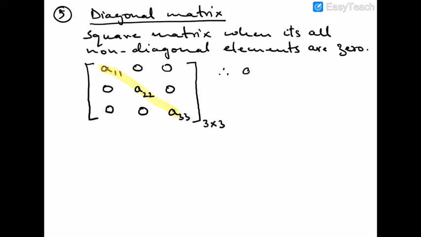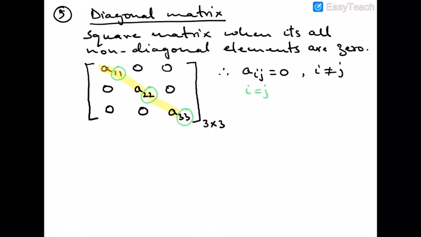Therefore, we can say that Aij is equal to 0 if j is not equal to i, or i is not equal to j. And if i is equal to j, that is the diagonal part, where it is non-zero.